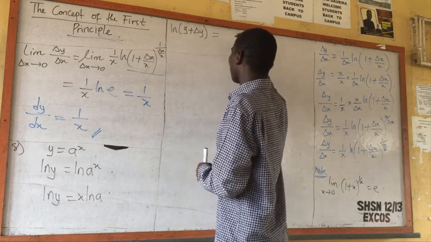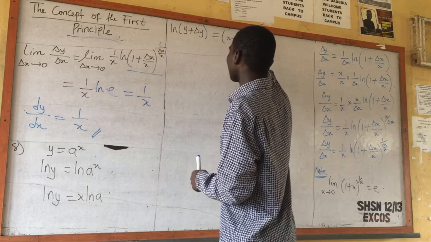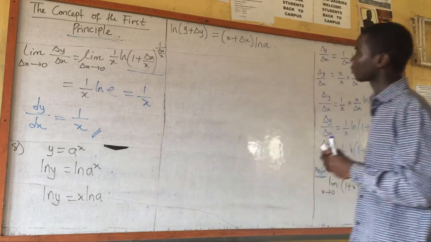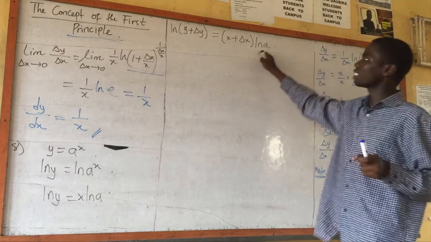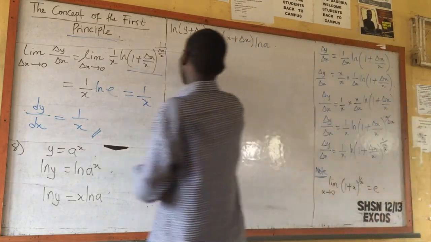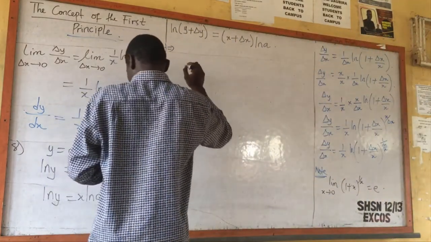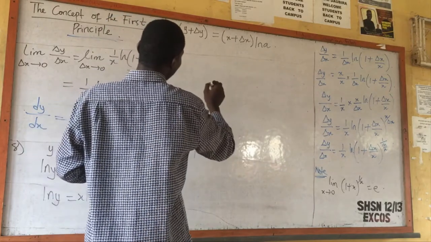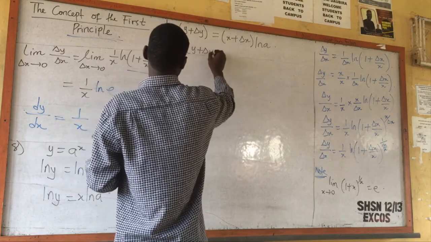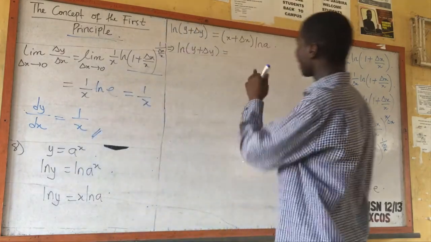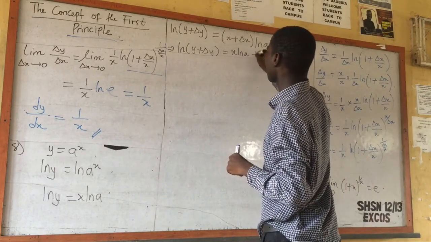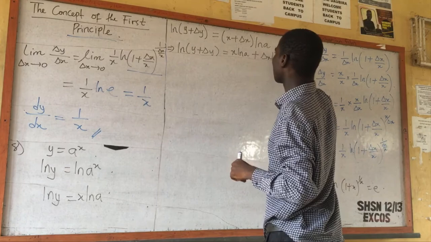s plus delta s ln a. Transfer this ln a to the other side. Let it remain s plus delta s. So I did the same thing. I have ln of y plus delta y. Let me open the bracket. I have s ln a plus delta s ln a.